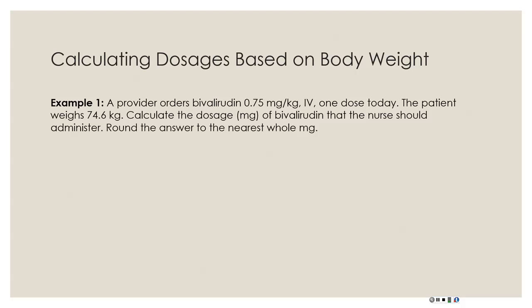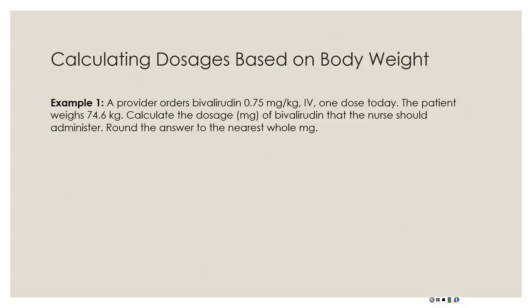All right, so our first problem is a provider orders bivalirudin 0.75 milligrams per kilogram IV, one dose today. The client weighs 74.6 kilograms. Calculate the dosage in milligrams of bivalirudin that the nurse should administer. Round the answer to the nearest whole milligram.